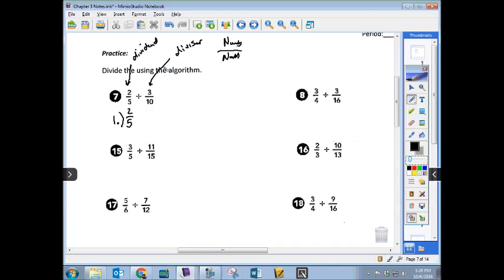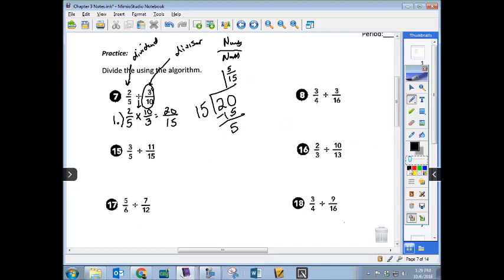Okay? So we know that it's not division. It becomes multiplication by the divisor's reciprocal, which is going to make that 10/3. And that's going to be 20 over 15. Then we're ready to divide this. 20 divided by 15 goes in 1 time. Multiply that around. You get 5. You get 1 and 5/15.